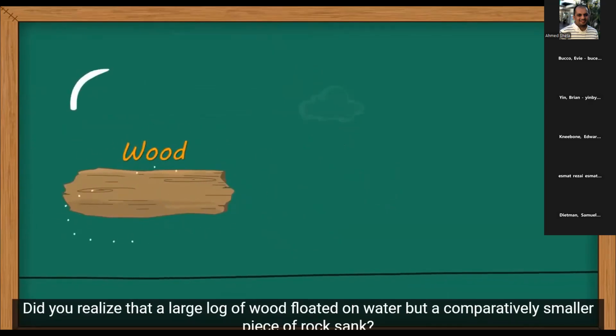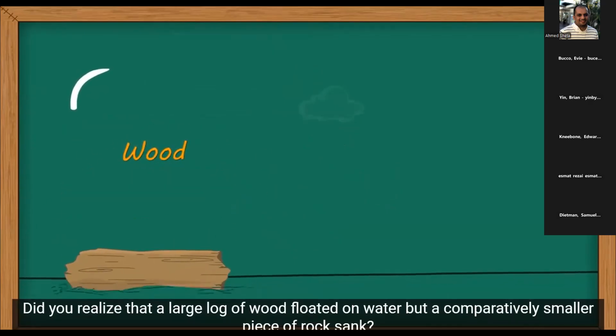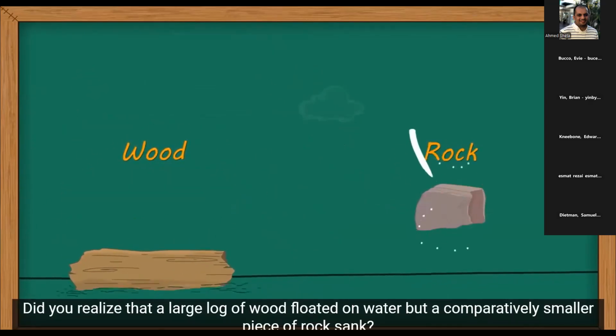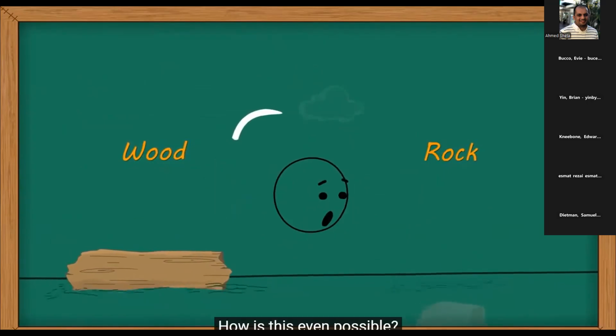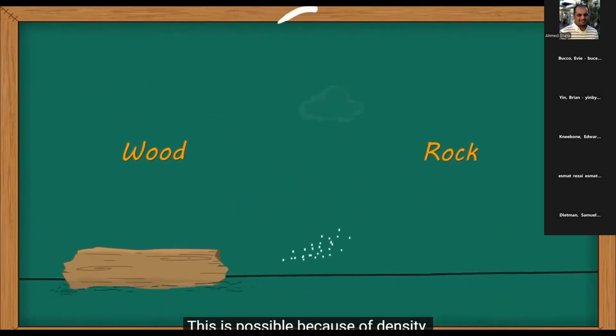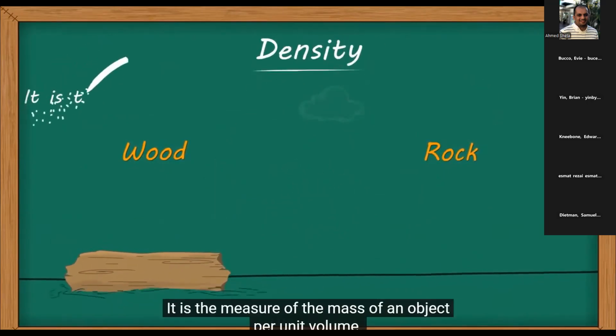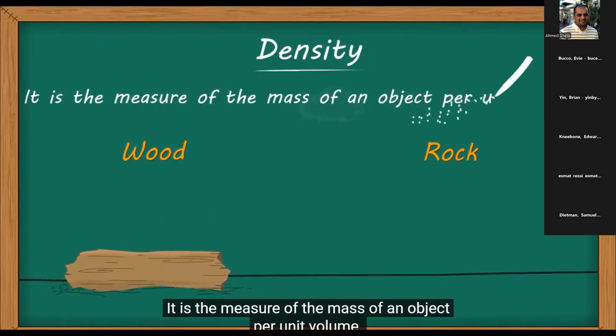Realize that a large log of wood floated on water, but a comparatively smaller piece of rock sank. How is this even possible? This is possible because of density. It is the measure of the mass of an object per unit volume.